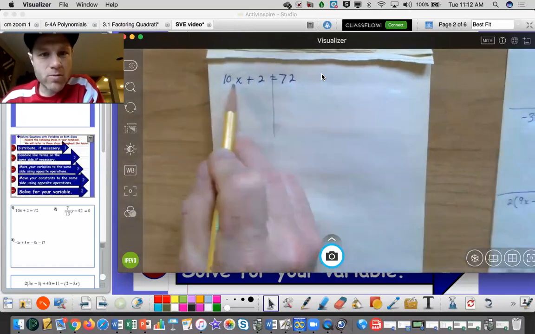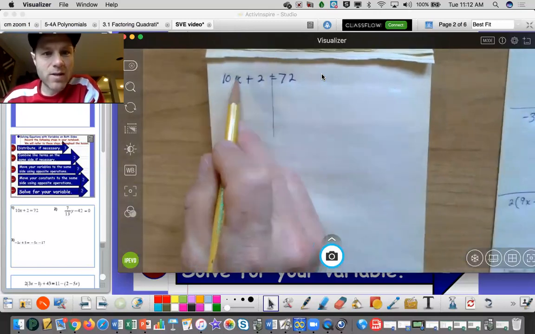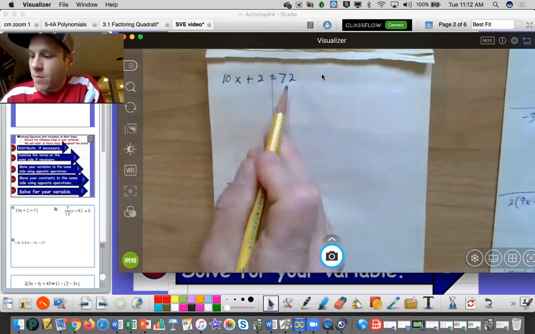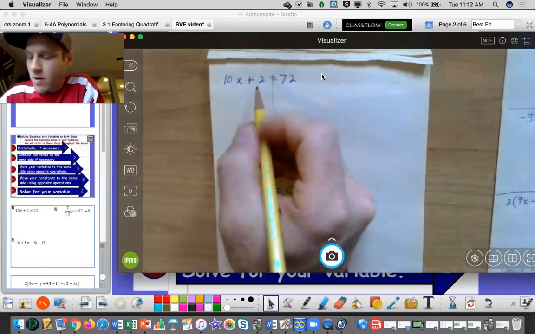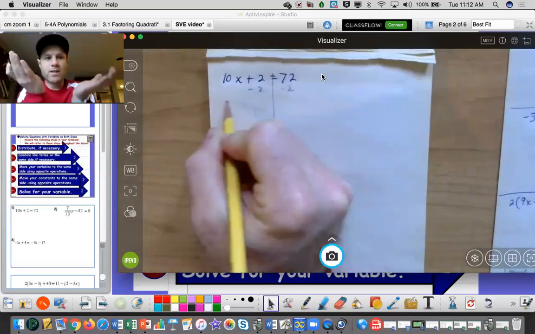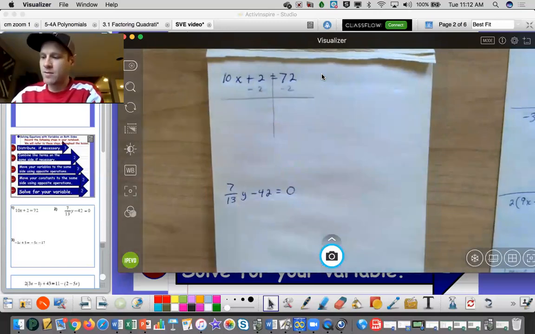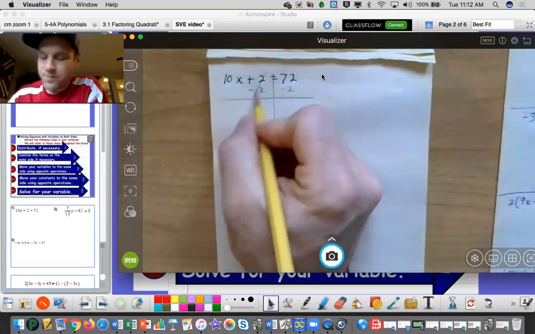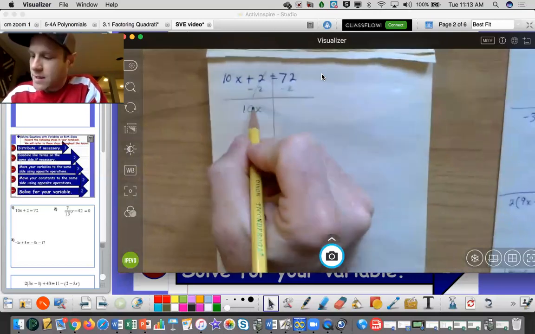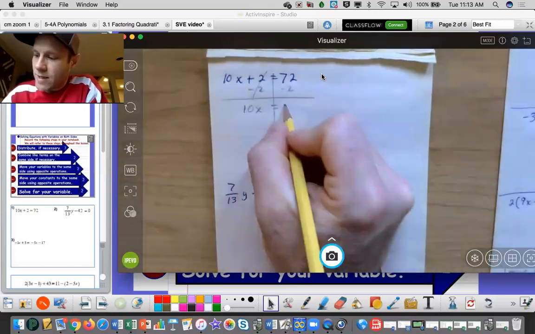So what we want to do is we want to get this 10x by itself. So that means we got to get rid of the positive 2 by using the inverse operation here. So it'd be minus 2 on both sides of the equation, and what that does on both sides, it keeps it balanced. So that'll cancel this out, and we drop down whatever's left. The 10x is left equals 70.